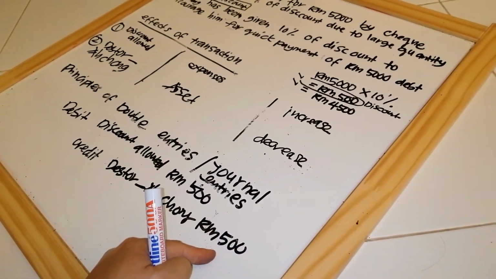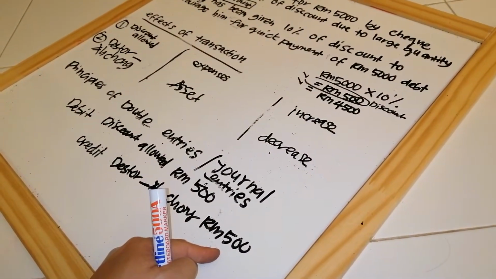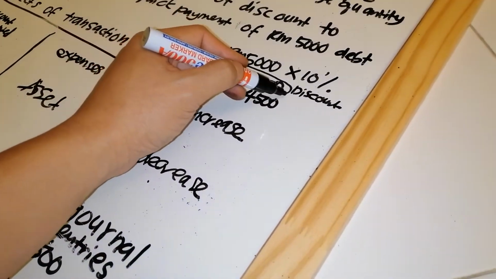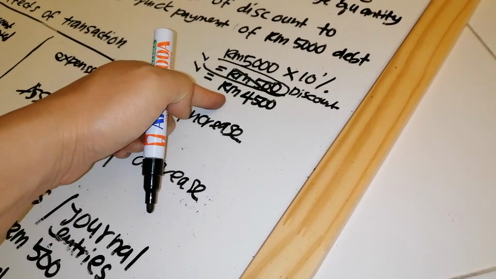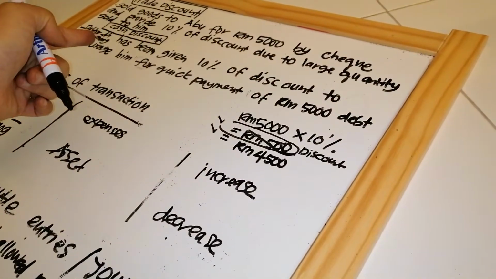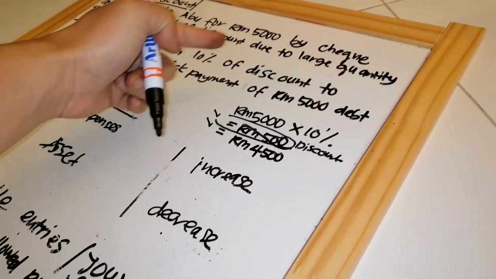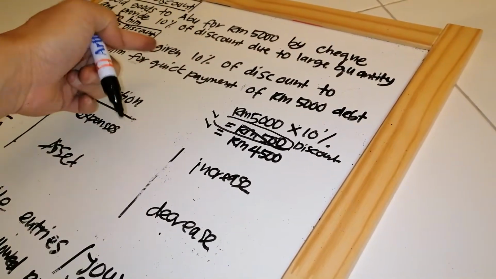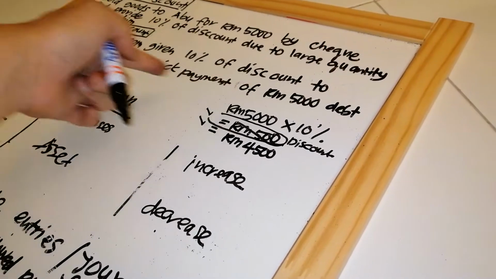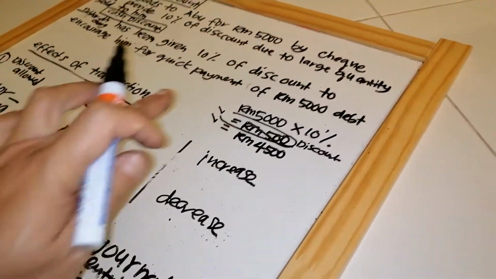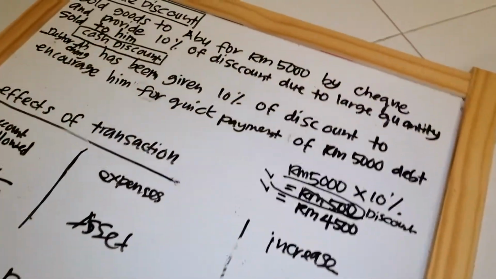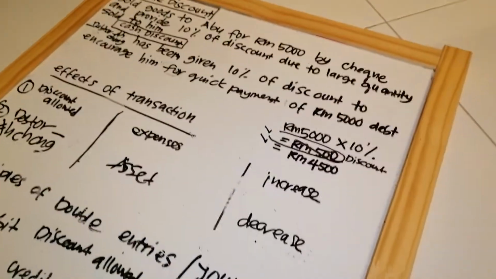500. Okay. So we record already this figure. Now we need to record the second one. So normally when the debtor wants to pay, when the debtor receives this cash discount, they actually pay straight away. If they don't pay, they cannot get the discount. So the amount that the debtor pays also must be recorded.